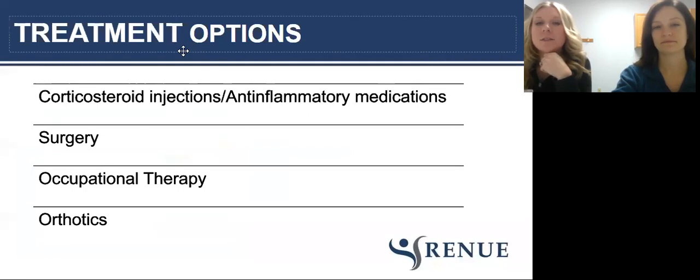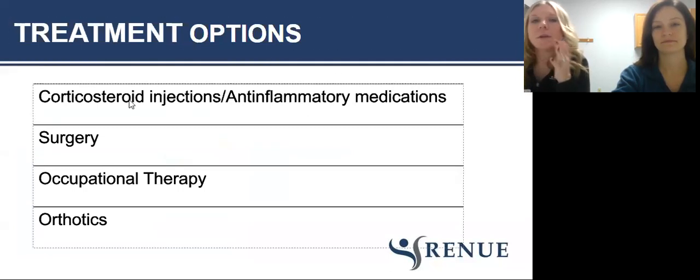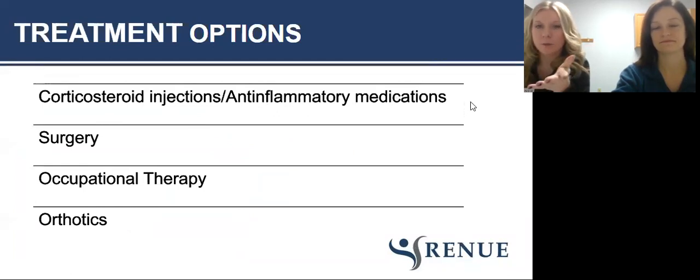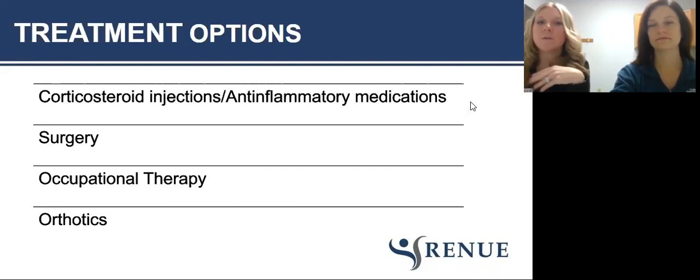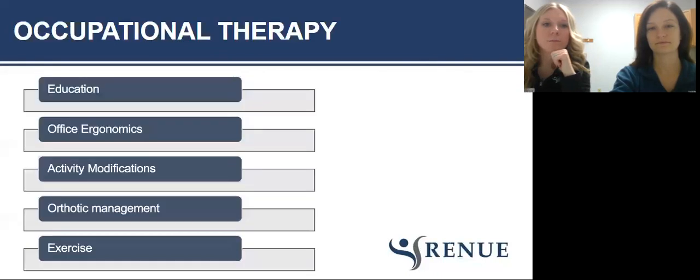So treatment options: some surgeons will do a corticosteroid injection to help decrease the inflammation in that area. There are also anti-inflammatory medications that they can prescribe you to help decrease that inflammation and swelling. Surgery is an option depending on the severity of your carpal tunnel. Occupational therapy and orthotics are all treatment options, and we'll talk about them going forward.